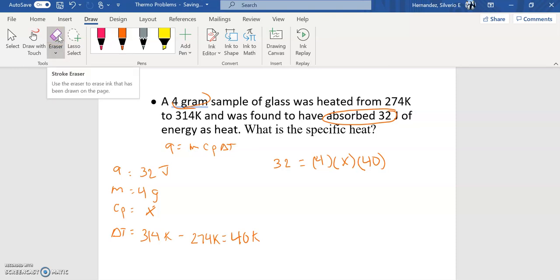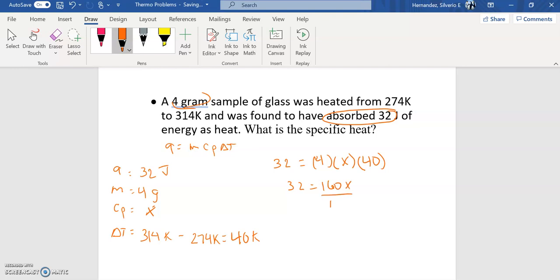So now what I'm going to do, simplify the equation. So 4 times 40 is 160, and then simplify it one more time, and I'm going to get a specific heat of 0.2. None of these units cancel out, so I'm going to be left with joules divided by grams Kelvin. You'll notice that I kept one significant figure for the mass. So that was problem number one.